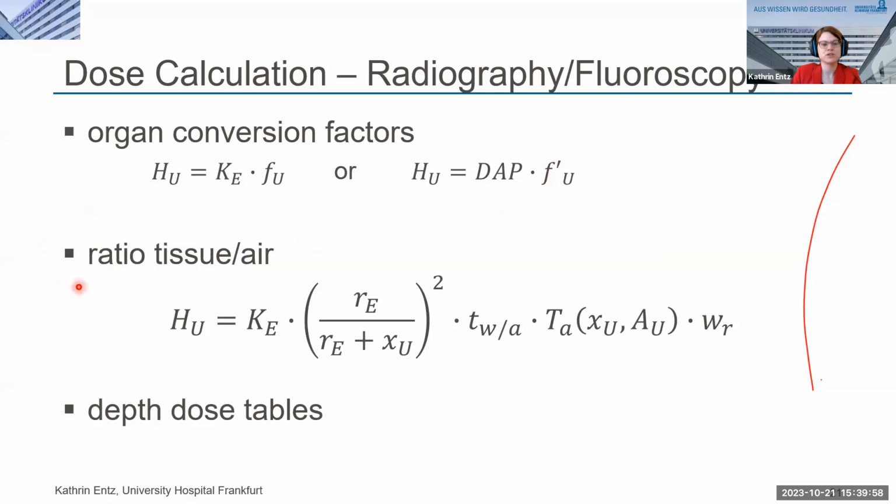But you could also do it with a tissue air ratio. Again, you would take your air kerma or your entrance air kerma. Also in this formula, you would have the size of the fields that you're irradiating. You would also take into consideration where the uterus is and different other factors, or you could use depth dose tables.